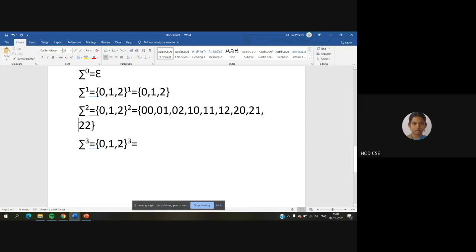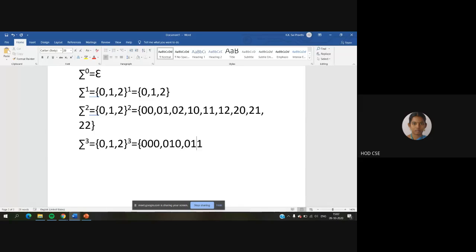Because there are 3 symbols, 3 power 3 is 27. So you have to produce the 27 strings in the combination of 0, 1, 2. Every string should have a length 3. That is the restriction.